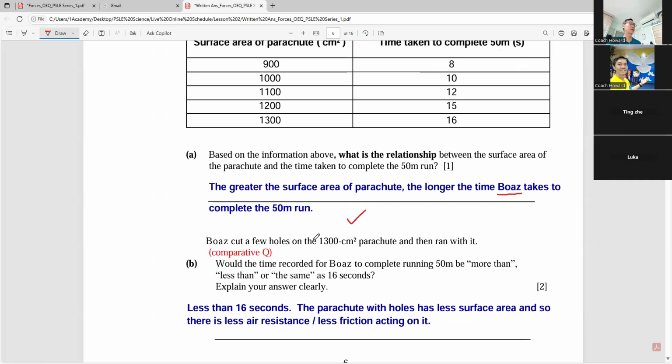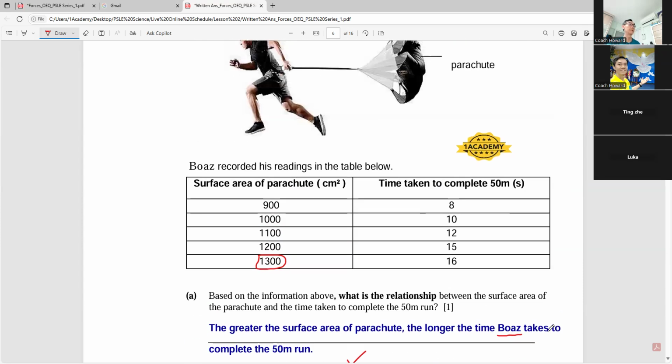Okay, next, if you cut a few holes in this 1,300 square centimeters parachute, will the time be more than, equal to, or less than 16 seconds? So the answer will be less than. Okay, you need to explain this clearly. Because with holes, you have less surface area, and this will result in lesser air resistance acting on it. Okay? Because you got holes.